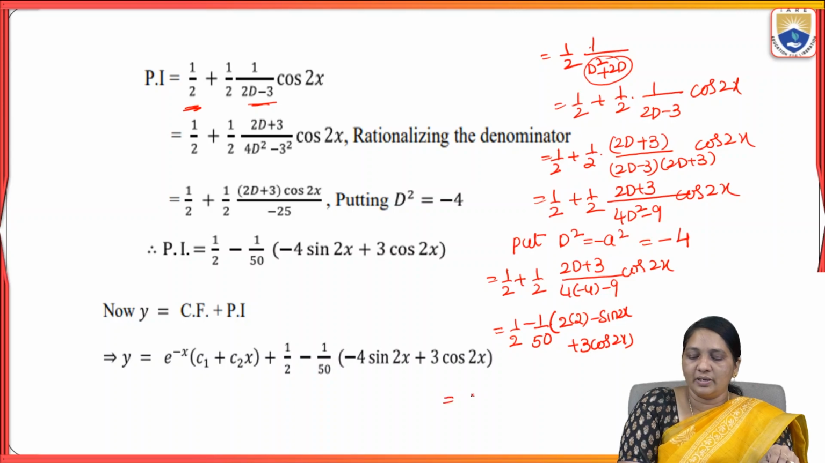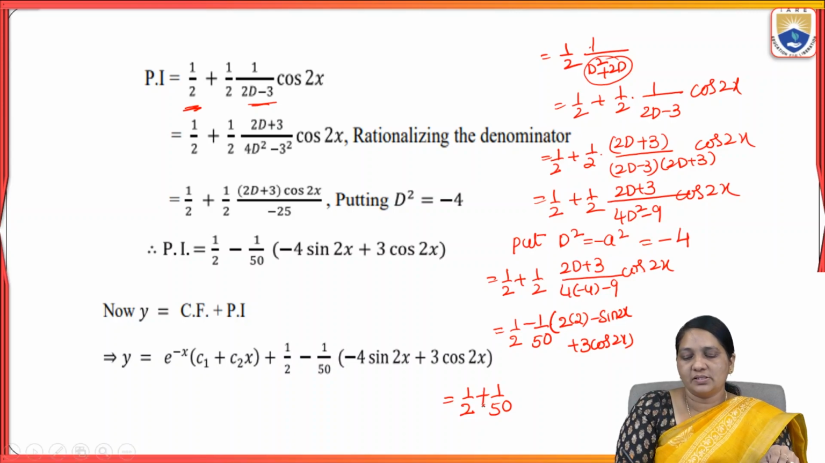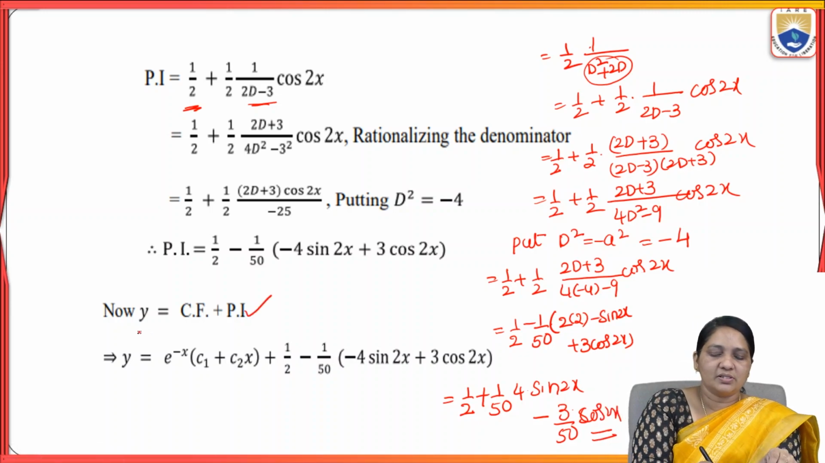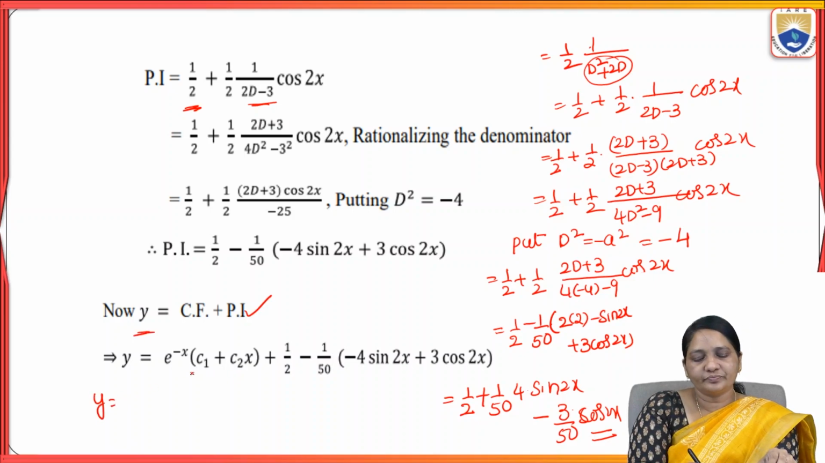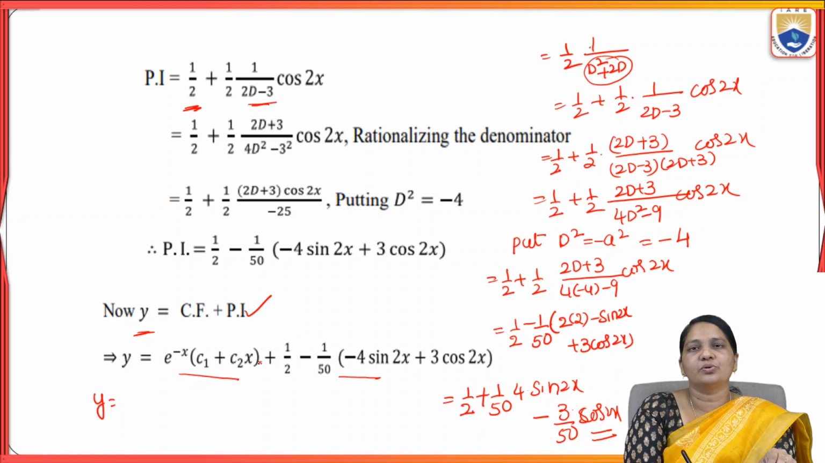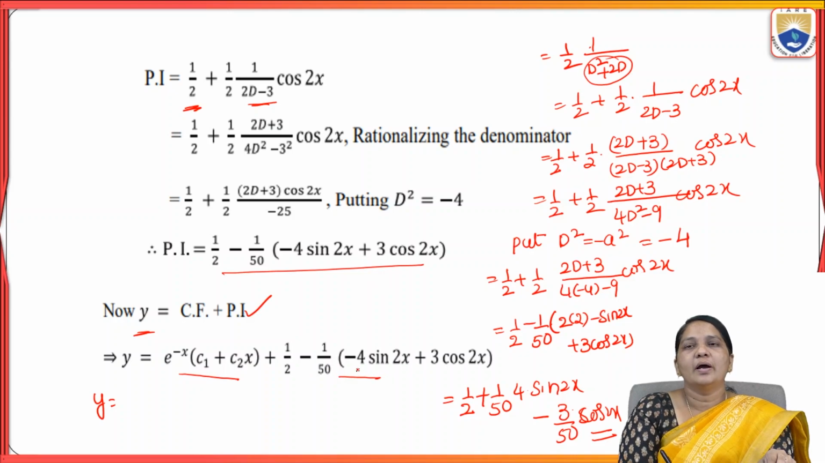So finally I am getting 1 by 2 minus 1 by 50, into minus 4 sin 2x plus 3 cos 2x, that is minus 4 by 50 sin 2x plus 3 by 50 cos 2x. This is the value of the particular integral. So finally, what is the general solution? y equals complementary function plus particular integral. What is the complementary function? (C1 plus C2x) into e power minus x, and the particular integral we finally calculated: 1 by 2 minus 1 by 50 into (minus 4 sin 2x plus 3 cos 2x).